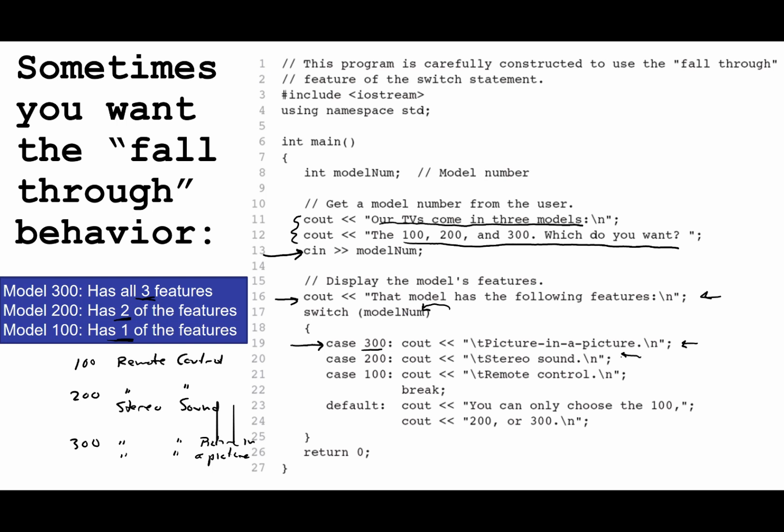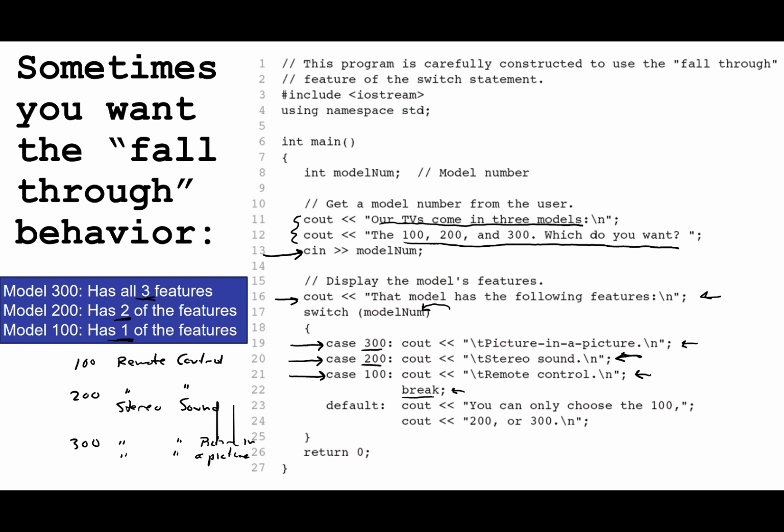So if they enter 300, this is going to print out picture in a picture, stereo sound, remote control, and then it's going to break. If they enter 200, it's going to go to this case with the 200. It's going to print out stereo sound, and then it's going to fall through, and it's going to print out remote control, and then it's going to break. If they just enter 100, it's going to go to this case with the 100. It's going to print out remote control, and then it's going to break.